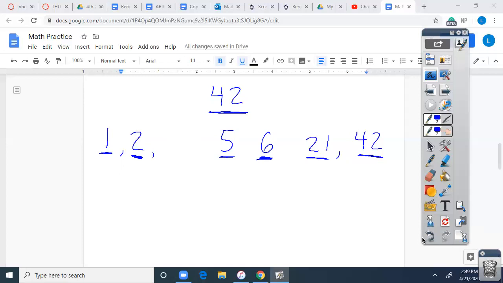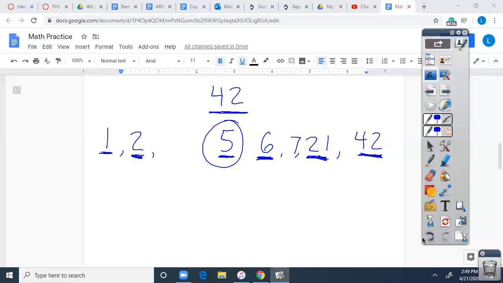a factor of 42? Well, we know that 1 times 42 is 42, so those are both factors. 2 times 21 is 42, so those are both factors. Can you multiply 5 by anything to get 42? No. Remember, if you're multiplying by 5, it has to end in a 0 or a 5. Okay. 6 times 7 is 42, so 7 is another factor. Okay, so the one that's not a factor would be 5.